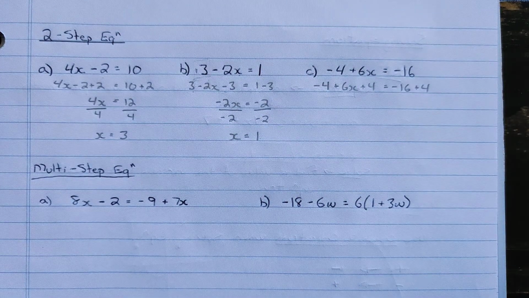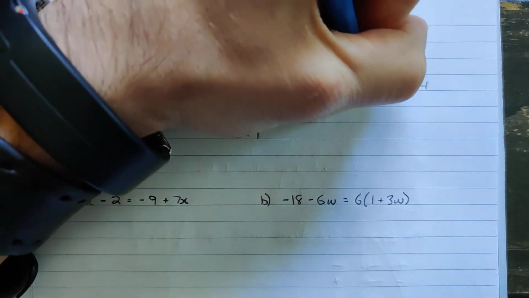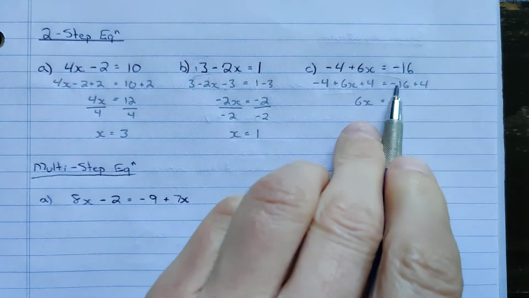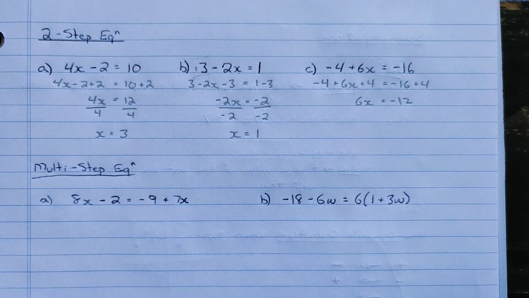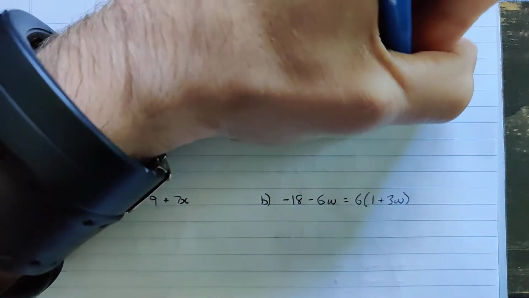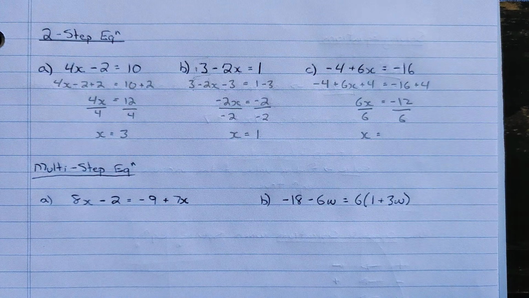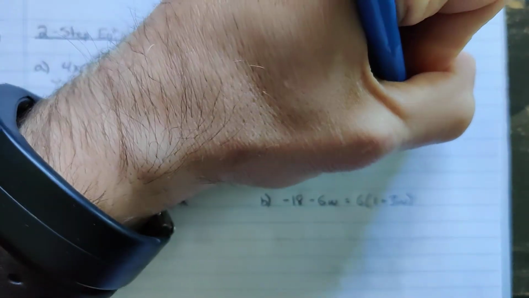So add 4 to both sides, and the 4's will become 0 here. I'm left with 6x here. And then negative 16 plus 4 will give me negative 12. And now I've got times 6, so I can divide both sides by 6. I'll be left with an x on this side, and then negative 12 divided by 6 is going to be a negative 2.